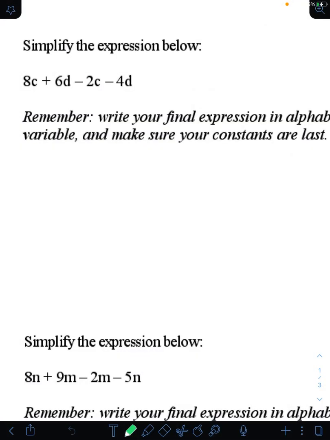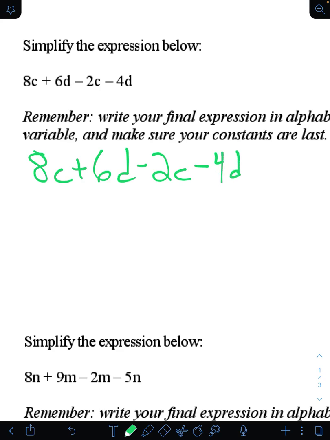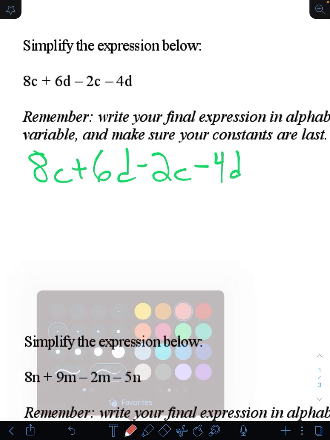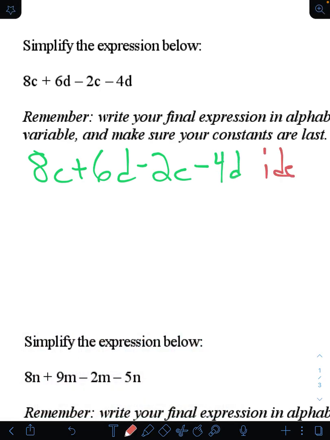Now, the only difference between what we did yesterday and today is that I'm adding another variable. Okay? So we're going to kind of unpack what that means in a second. But first step is always to rewrite the expression. Please do this. It's so important. And after you do that, you need to identify your like terms. We should be okay at this, but we still need some practice.